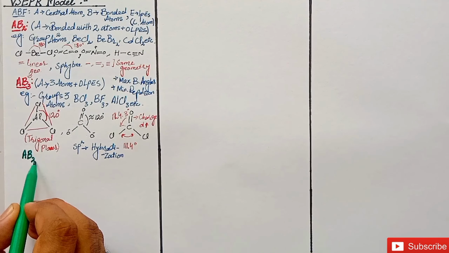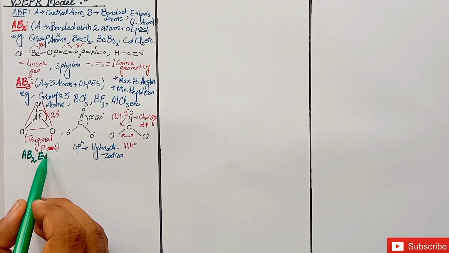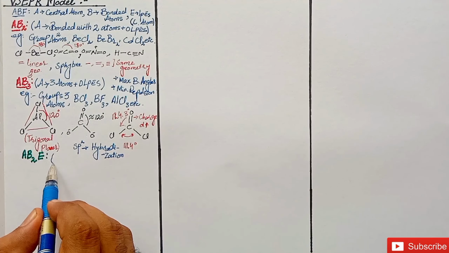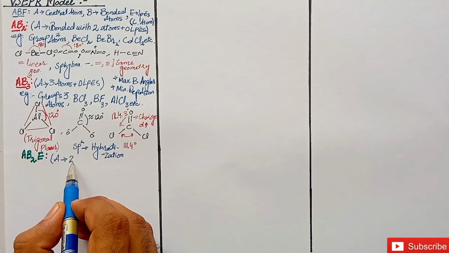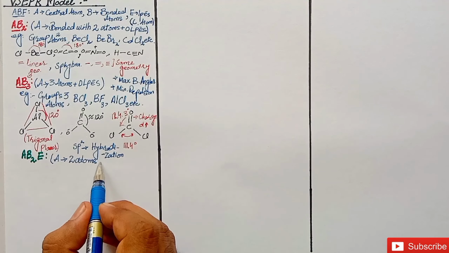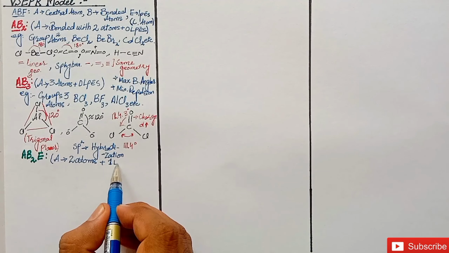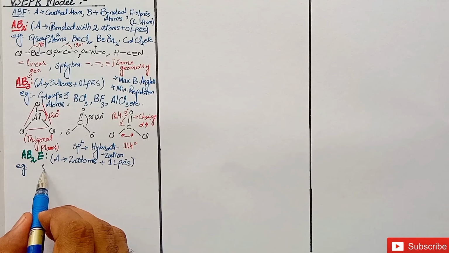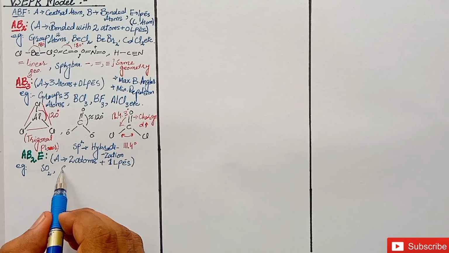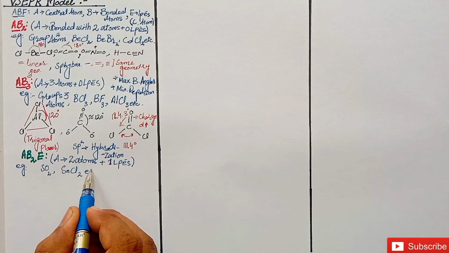AB2E system. This is a subsystem of the AB3 system. Here A is the central atom which is bonded with two other atoms and has one lone pair electron. For example, sulfur dioxide and SnCl2 molecules belong to the AB2E system.